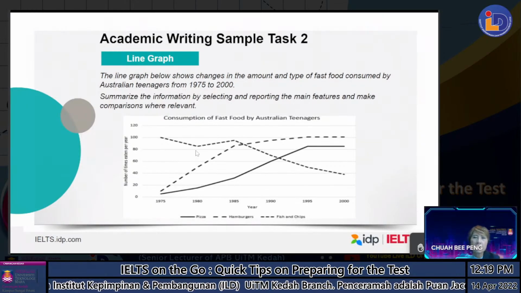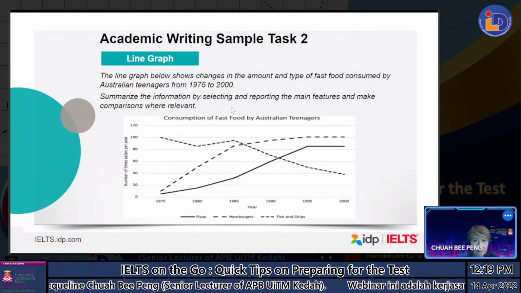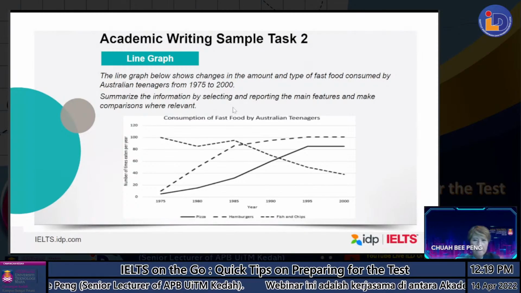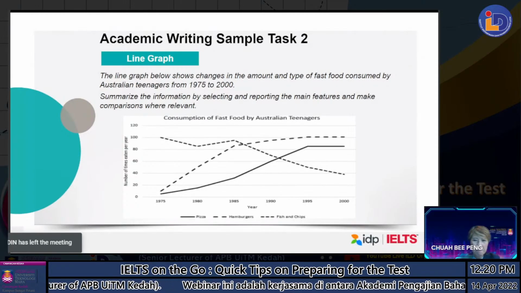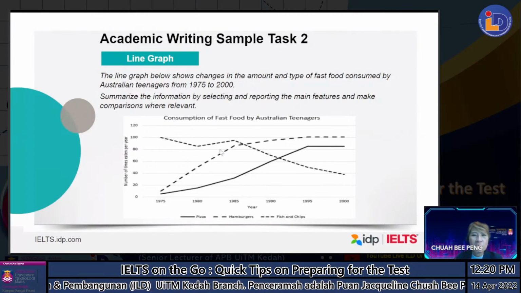So the introduction is just saying that there are three: pizza, hamburgers, and fish and chips. So probably that will be the introduction. Yep. And then on the second part, pizza is plateauing from 1995 to 2000, and then the fish and chips are going on a downward trend from 1985 to 2000, and after that, what's picking up is the hamburgers.